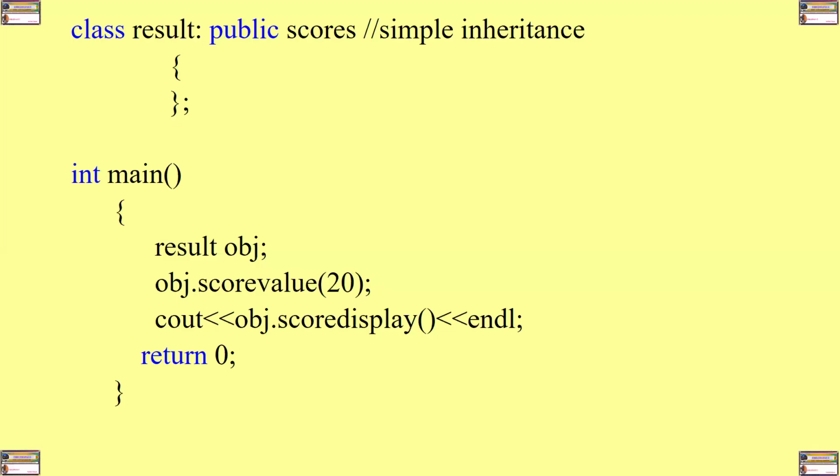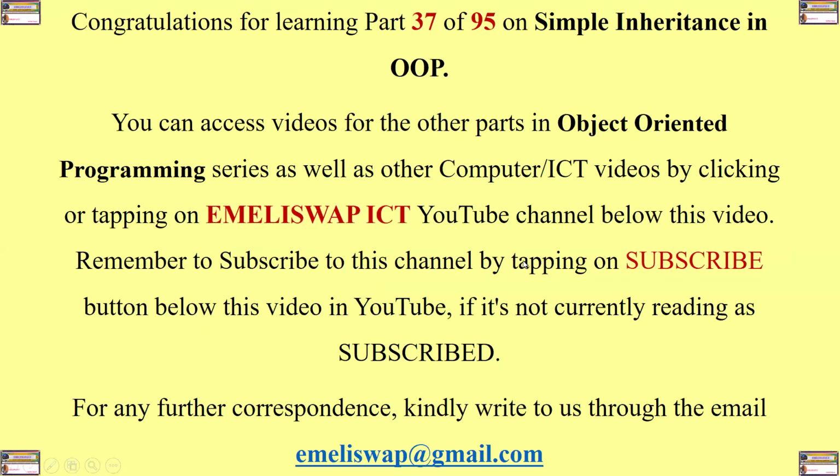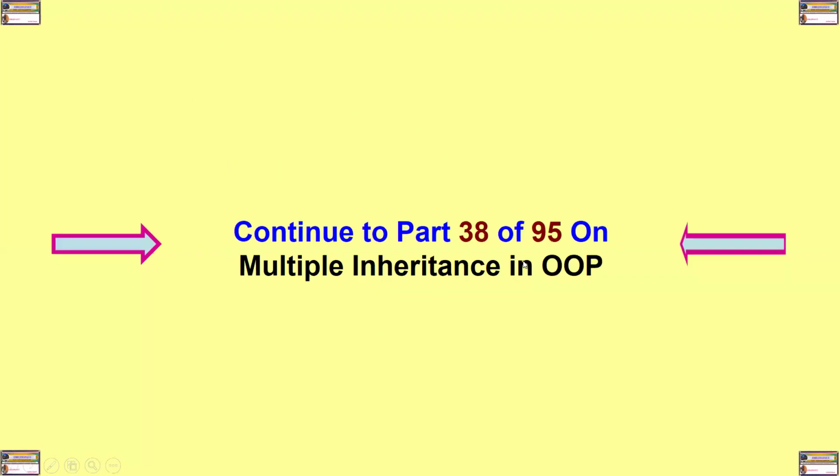And with that, my dear students and the rest of the learners, we have come to the end of part 7 of the series. You can now continue to part 8 of 95 of the series, in which we are going to be looking at the other type of inheritance that we call multiple inheritance in object-oriented programming implemented using C++.